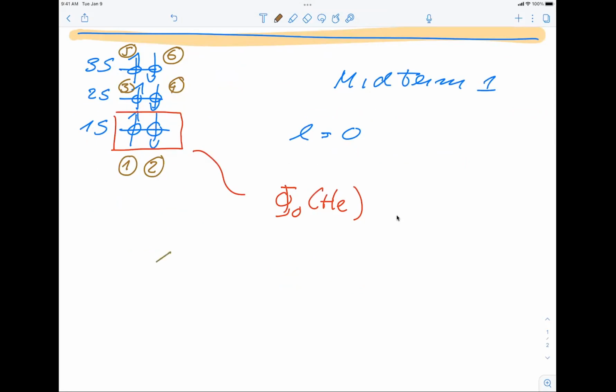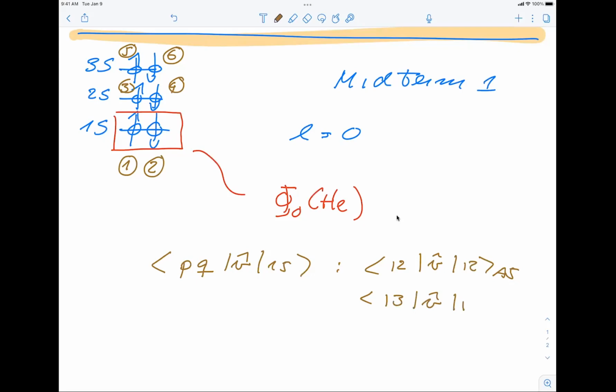So you would have a matrix element of the type P, Q, V of RS. One of the matrix elements could be of the type 1, 2. And you know that the anti-symmetrized matrix elements, when they are in the same single particle state, have to be 0, right? So you would have a matrix element of this type, anti-symmetrized. You would then also have matrix elements of the type 1, 3 and 1, 4. So you could now fill in all the other single particle states of 1, 3, anti-symmetrized, etc.